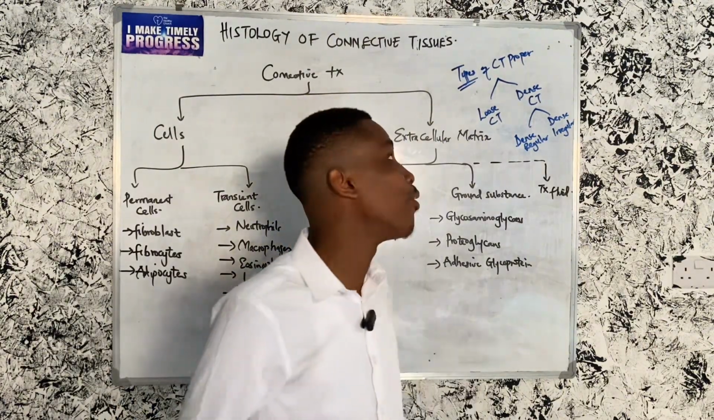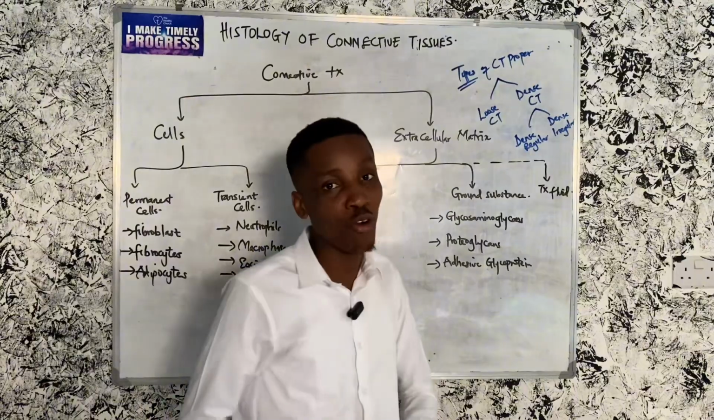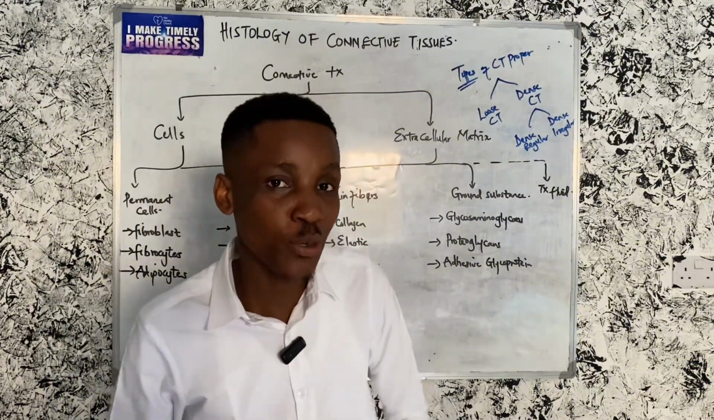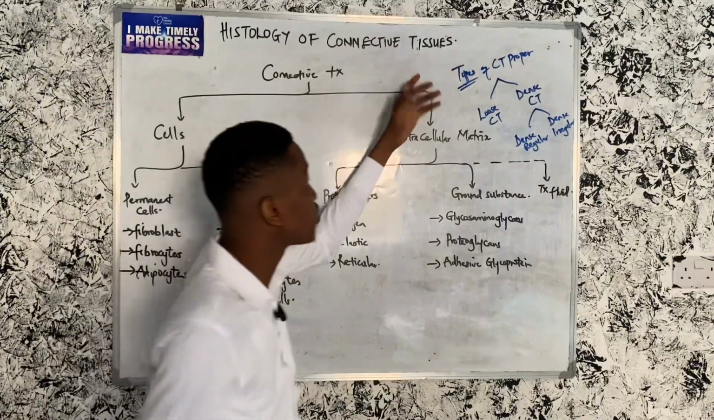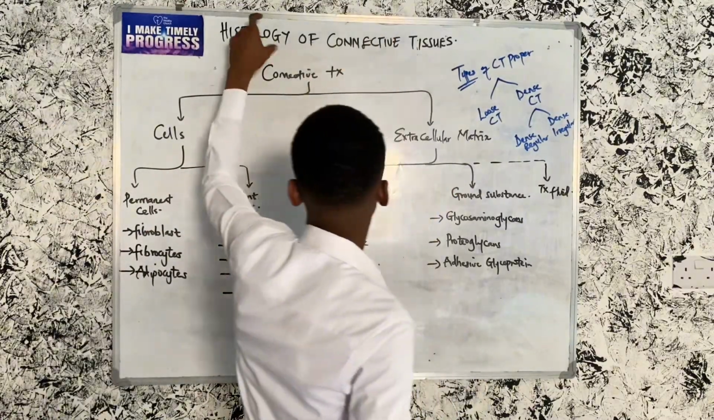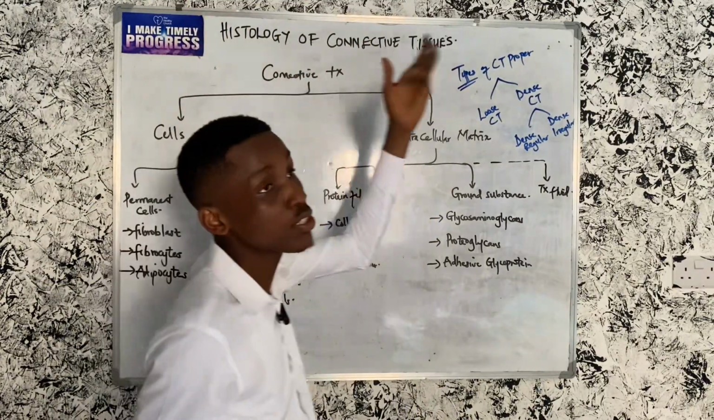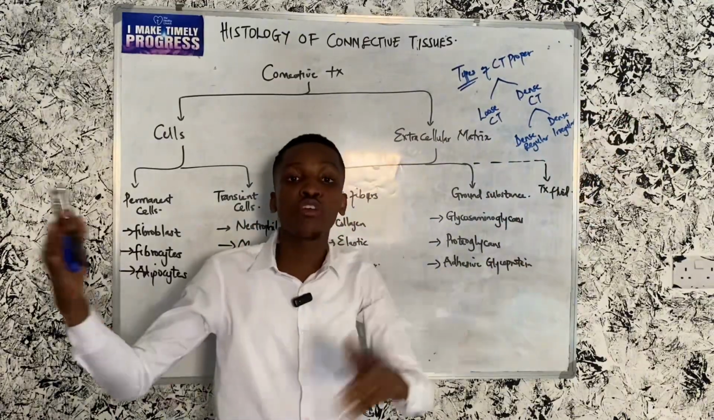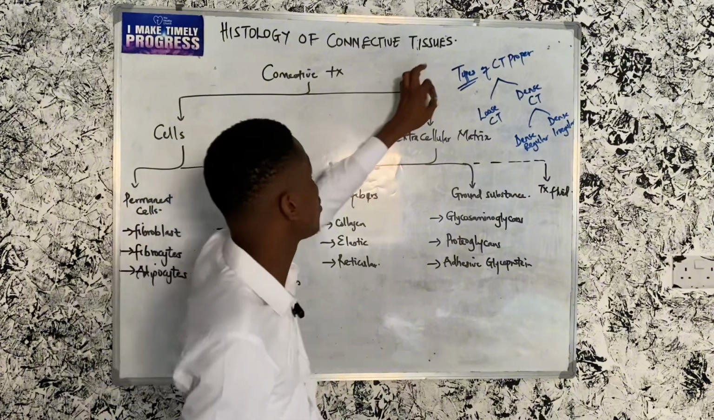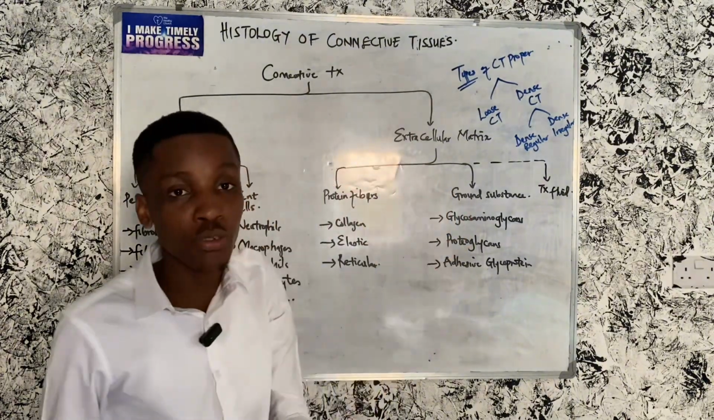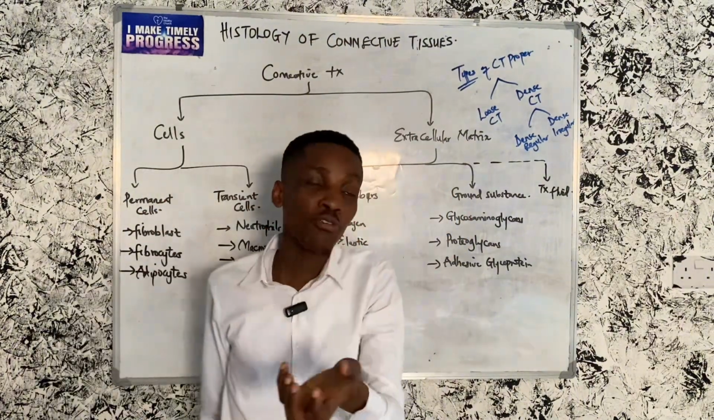Today we'll be learning the histology of connective tissues. Now, when the word connective tissue is used, I would like to look at each of the words. Histology is when you study the structure of the human body at the cellular or tissue level. So when I mention tissues, they are a group of cells that carry out a particular function.